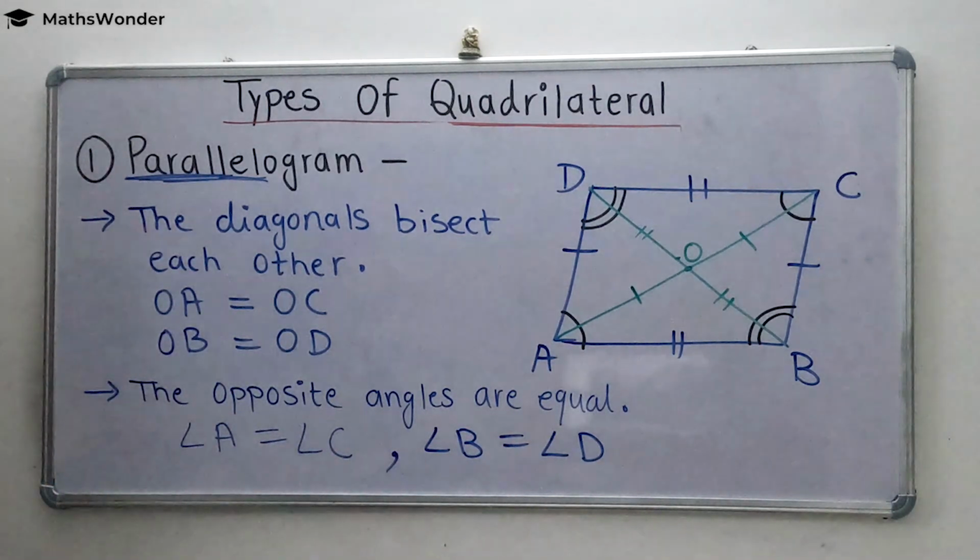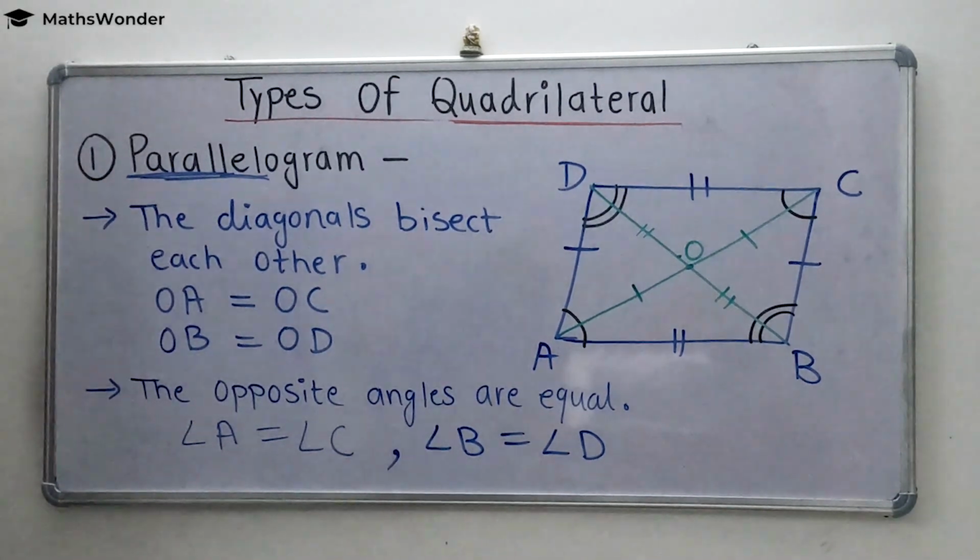The third very important property: the diagonals bisect each other. Bisect, meaning, you know it, bi and sect. If a line is divided into two equal parts, we call it a bisect. So they bisect each other. So OA is equal to OC. It's a diagonal, equally divided into two parts. Same, BD is the other diagonal, and it will also be divided into two equal parts.